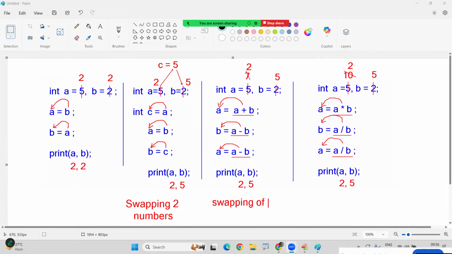Swapping of two numbers without using third variable, extra variable. Okay, so please modify what you have written. If you got the same outputs, happy.